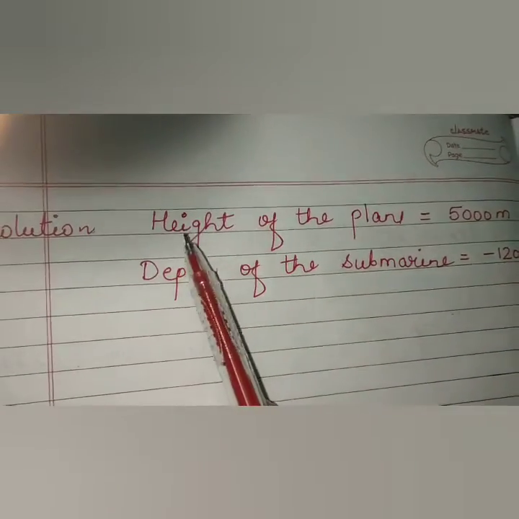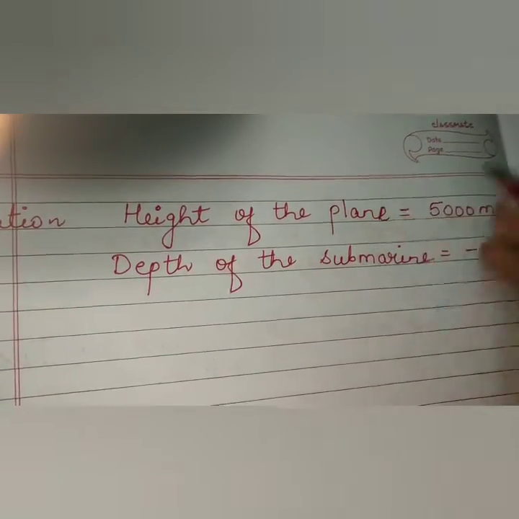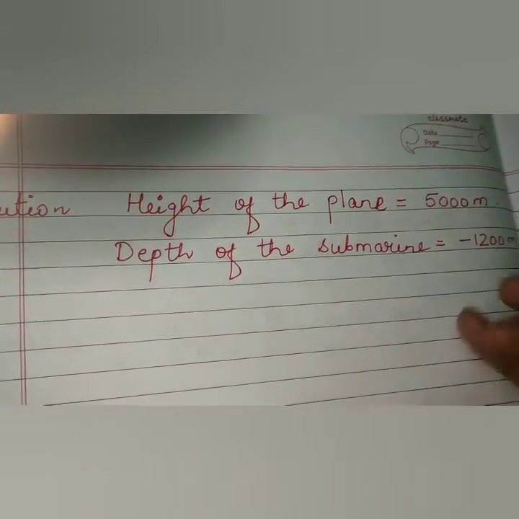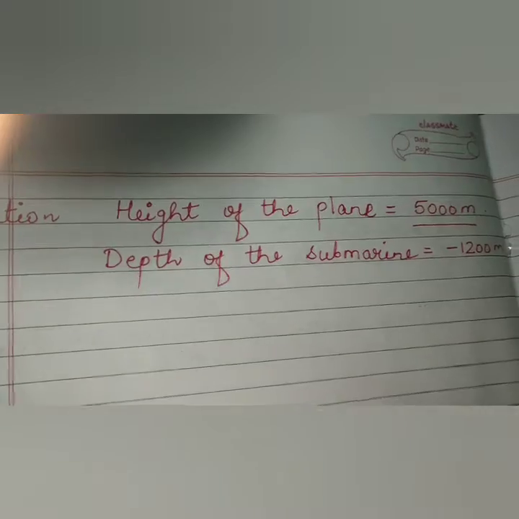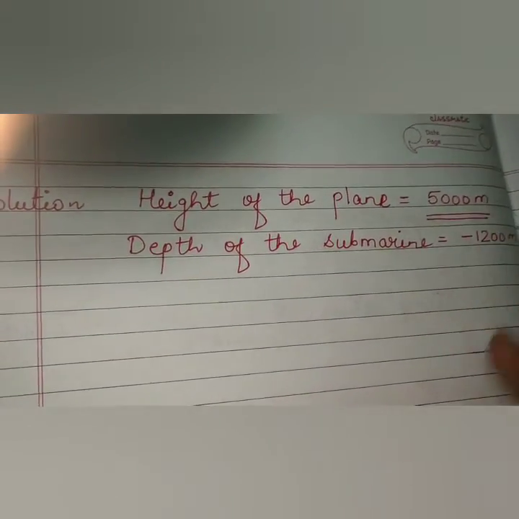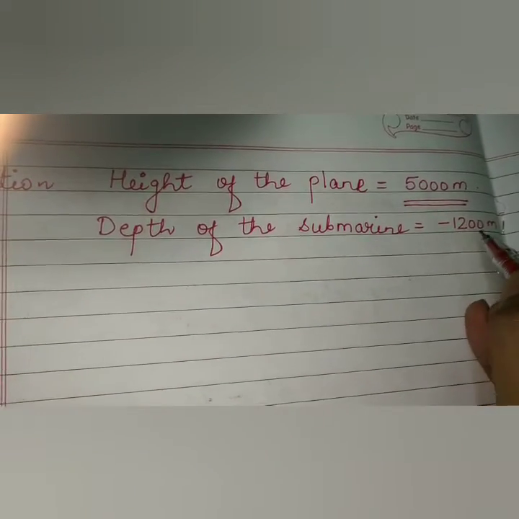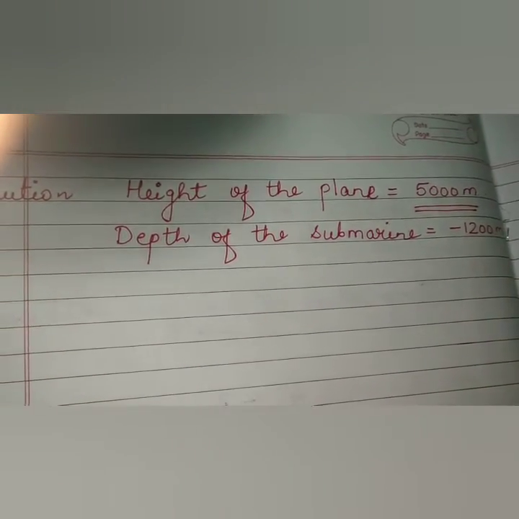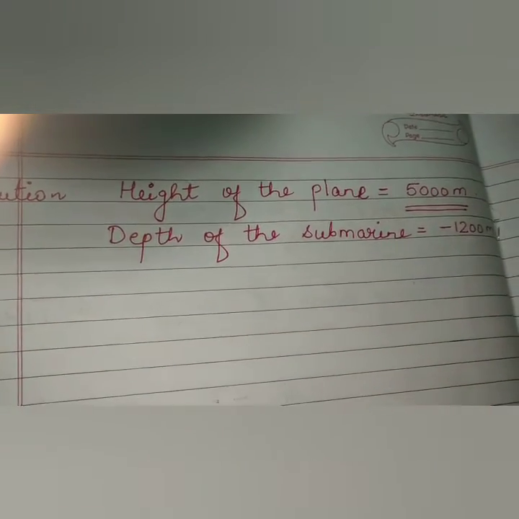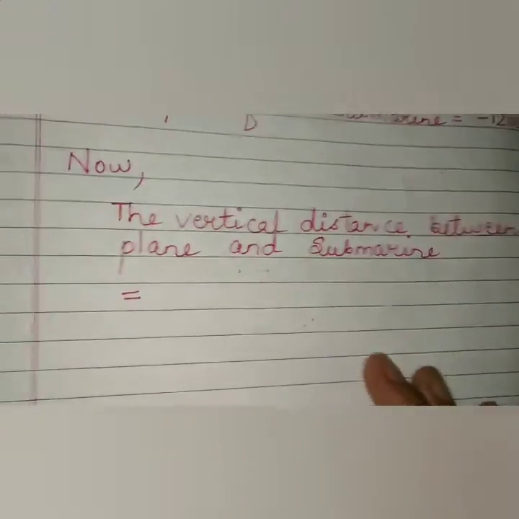Okay, now from the question we will write these values. Height of the plane, this is 5,000 meter. I hope you all have understood why I have written this in positive value. Now depth of the submarine equals to minus 1200 meter because it is below the sea level, and this is in positive form because it is above the sea level.